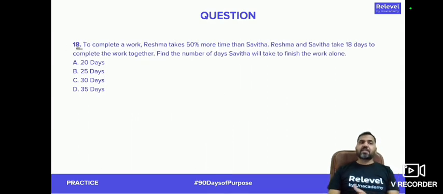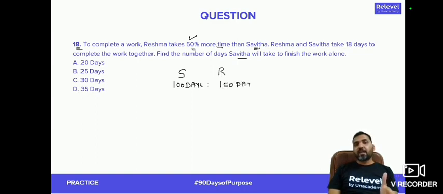Question number 18, it says that to complete a work, Reshma takes 50% more time than Savita. Reshma and Savita take 18 days to complete the work together. Find the number of days Savita will take to finish the work alone. Very simple. Two people are there, Savita and Reshma. Let's say that Savita is taking 100 days to do the work. It says Reshma is taking 50% more time. Can I say Reshma will be taking 150 days to do the work? Now using this, I can find out the days ratio. The days ratio to complete the work between Savita and Reshma would be 2:3.